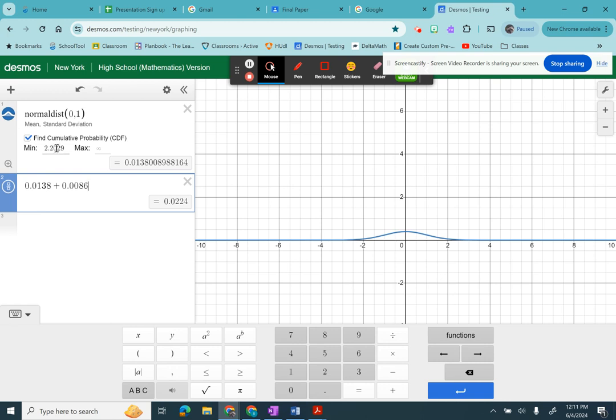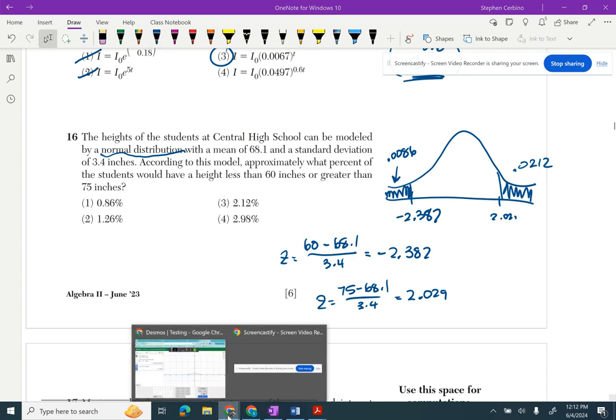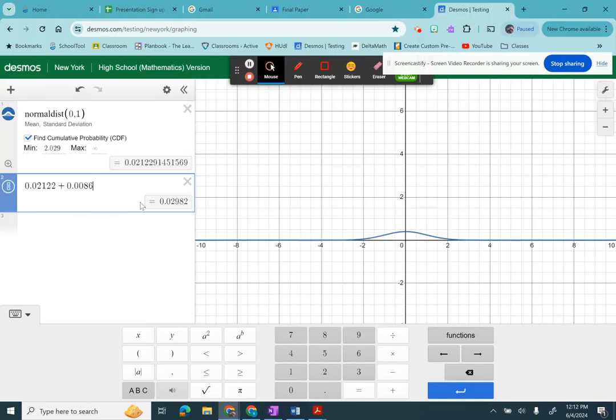Oh no, this is 2.029. That top number was wrong. It's 0.0212. There we go. That's closer to what we want. So that number was wrong that I had there, my bad. This probability should be 0.0212. There we go, that's better. So now we have our right probability for the top. If we add them together, we get about 2.98%.